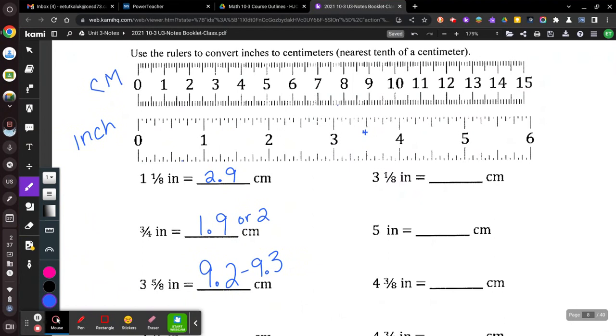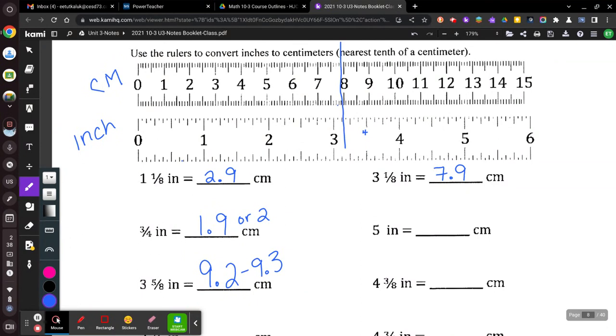So 3 and 1 over 8 lands right there. I'm going to take a ruler and draw straight up. If I take a ruler and draw straight up, you should get about a 7.9. Now, when we do the bottom of this page, we're going to be working from the top ruler and going down. So that's the difference.